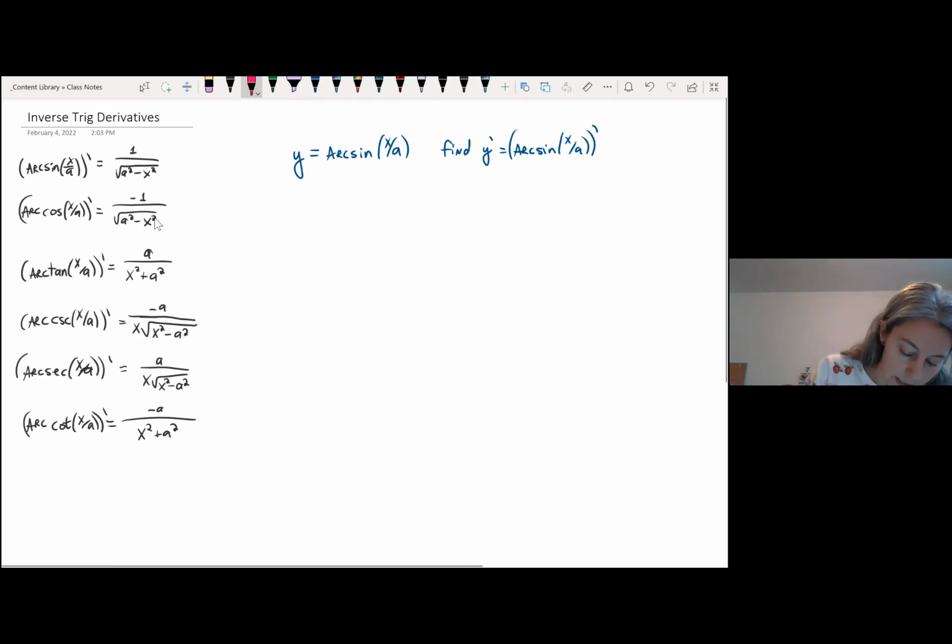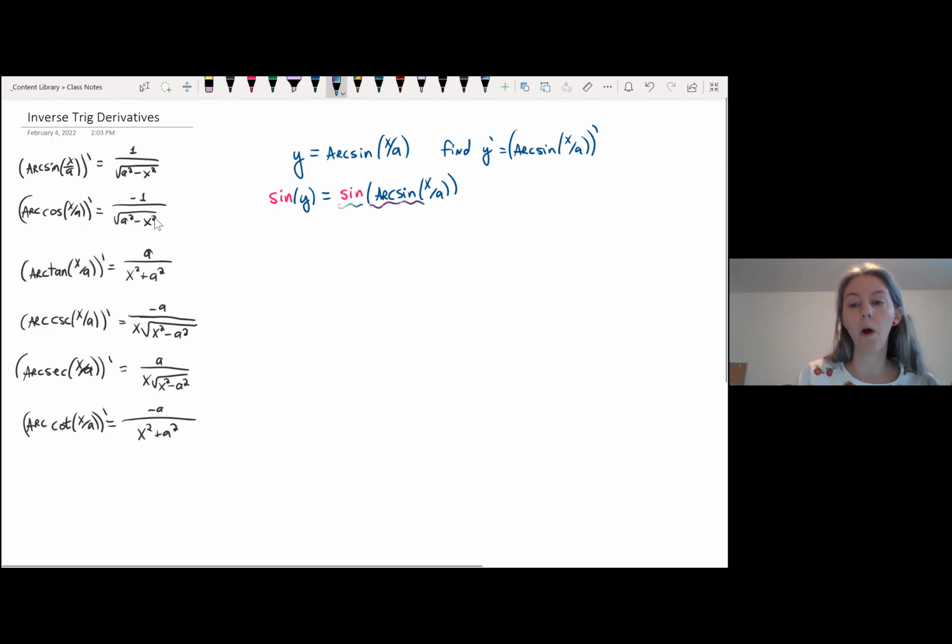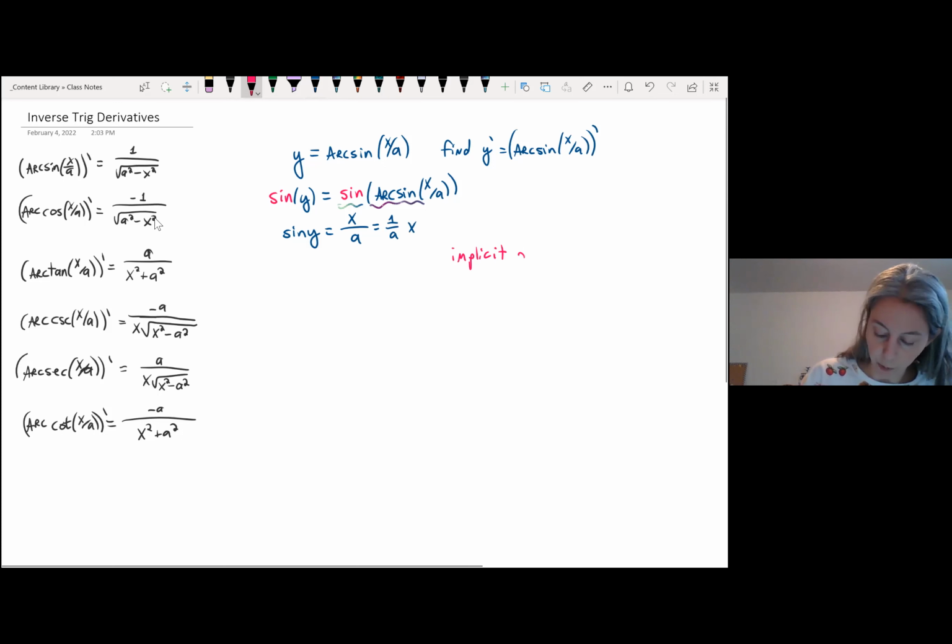In other words, what I'm doing is sine of y is equal to sine of arcsine of x over a. And because sine and arcsine are inverse functions, when I evaluate one at the other, what's left over is just the x part. So what we have here is sine y is equal to x over a, which I could also think of, if it's helpful, as 1 over a times x.